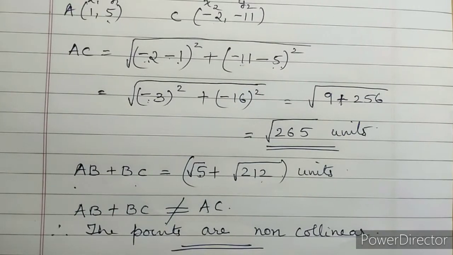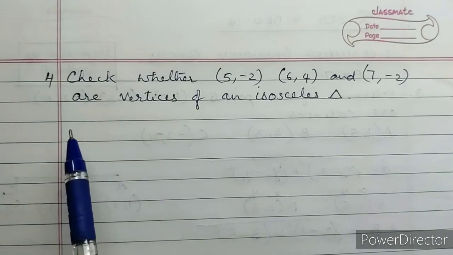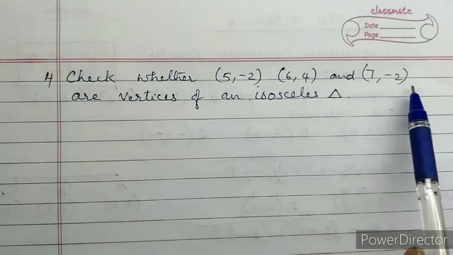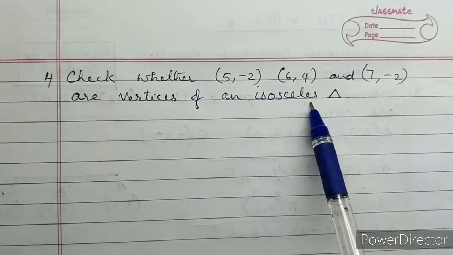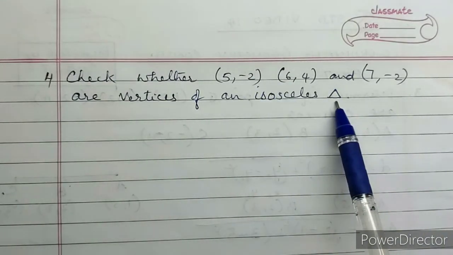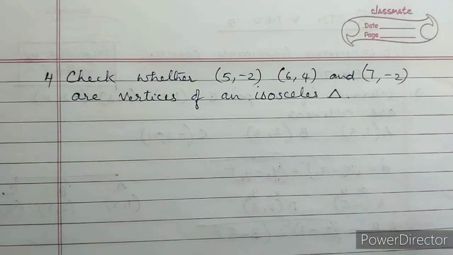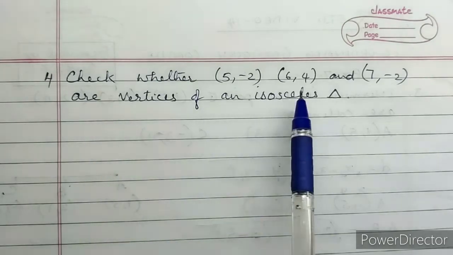Hope you understood, children. Next sum is, check whether 5 minus 2, 6 4 and 7 minus 2 are vertices of an isosceles triangle. What is an isosceles triangle? Yes, you all know that two sides are equal, then we call it an isosceles triangle. What is an equilateral triangle? All the sides are equal. Scalene triangle, all the sides are different. If it is a right angle triangle, then Pythagoras theorem you have to prove. So these are the things you have to see.